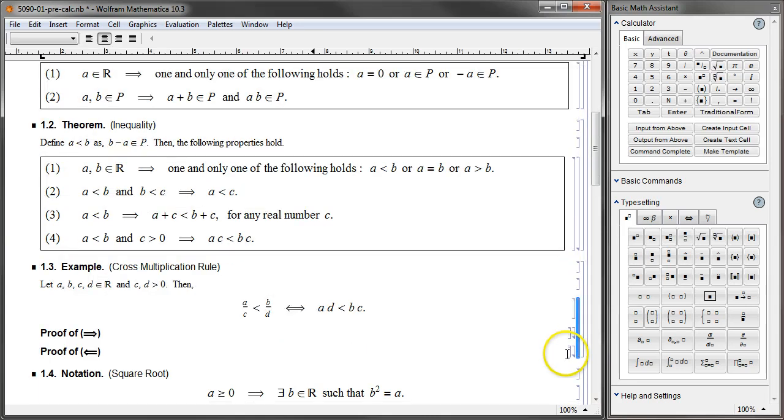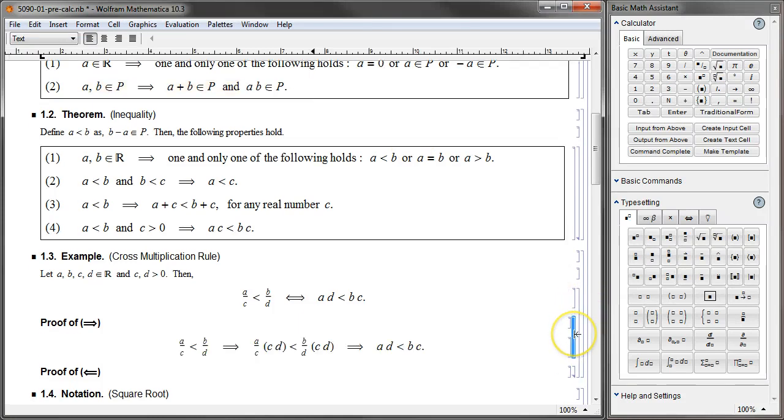Okay, let's prove the forward direction. This is the same as our textbook's forward direction. Let's suppose A over C is less than B over D, and we're going to use a certain property of inequality, especially we're going to multiply by a certain positive number. So what positive number can we multiply? C times D, because C and D are both positive, and the set of positive numbers is closed under multiplication, as we see over here. So C times D is positive.